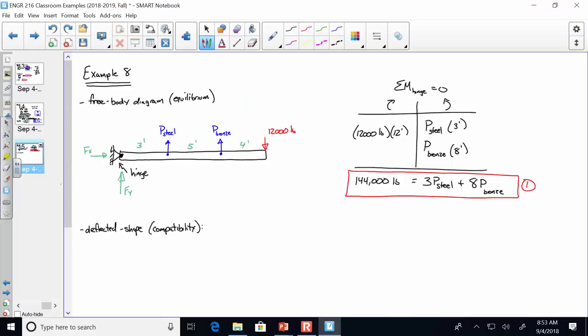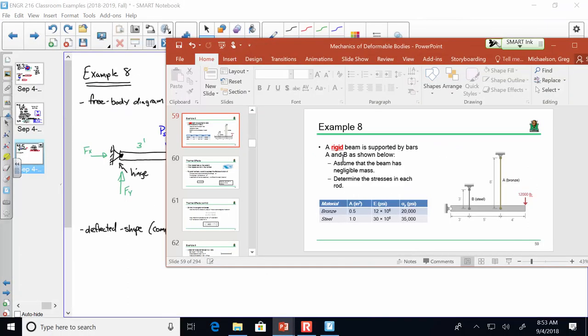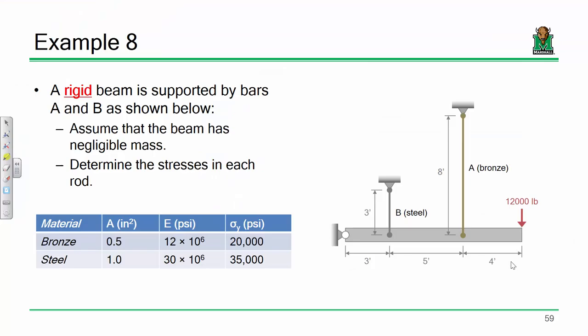Now, let me go back to the problem because I want to make sure that this makes sense. For each of these elements, the steel rod and the bronze rod, I have been given every single piece of information necessary to define what those rods are. And let me blow it up so that everybody sees what I'm talking about. Let's take the steel rod. How long is the steel rod? 36 inches or 3 foot, right? I know the E for the steel rod. I know the area for the steel rod. I know the E for the bronze. I know the A for the bronze. I know how long the bronze is.